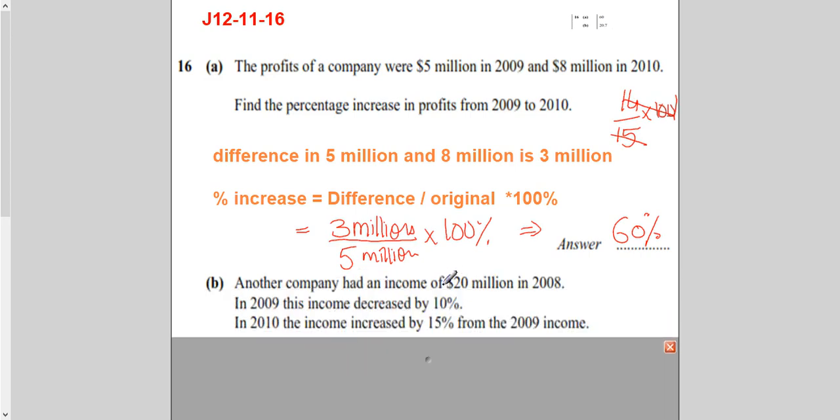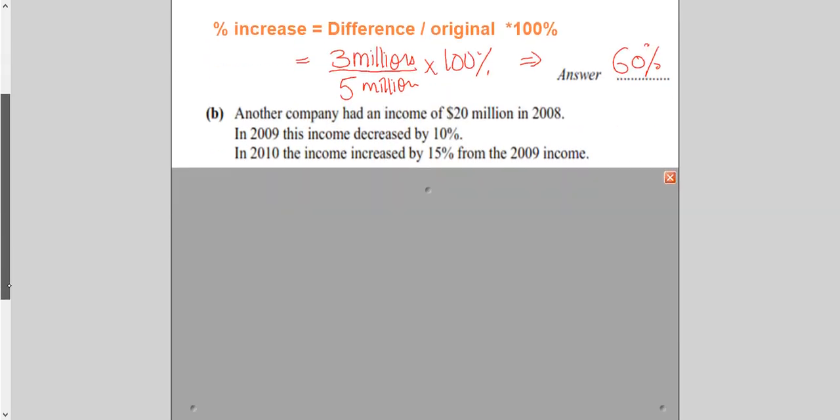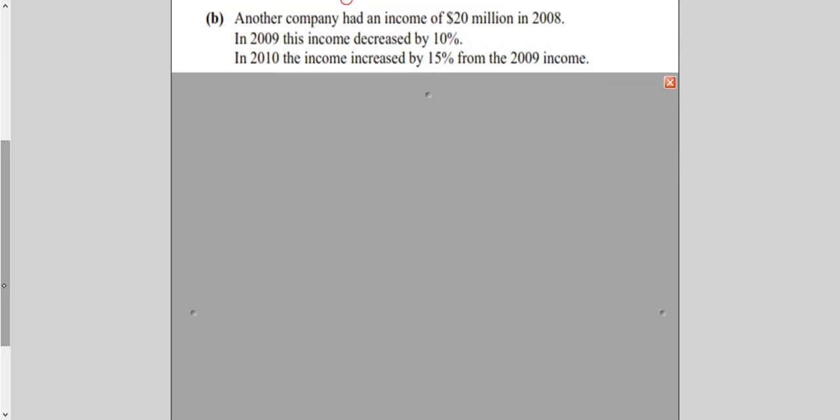Another company had an income of $20 million in 2008. In 2009, this income decreased by 10%. And in 2010, income increased by 15% from 2009. Now, this is very important and very interesting. I will tell you the common mistake students make here.